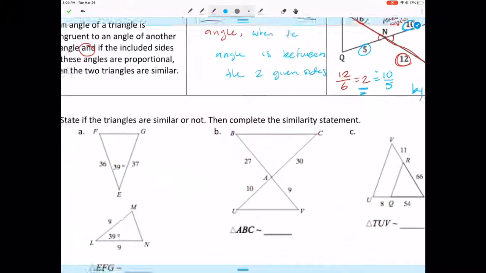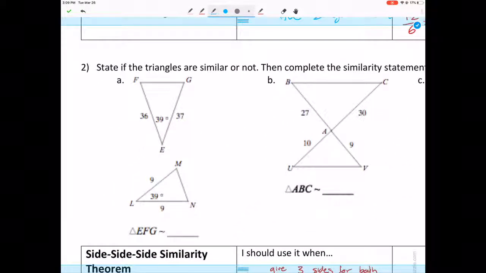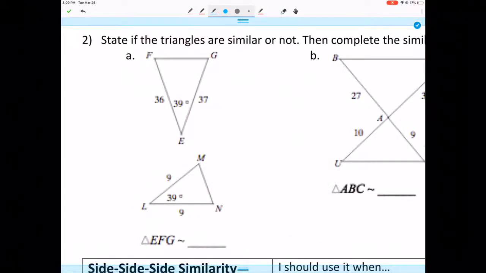All right, so let's do some examples. If you can, pause and try to do them by yourself. State if the triangles are similar or not. Then complete the similarity statement. All right, so let's look at these two triangles. If we're doing side angle side, we need to make sure that the angles are congruent. So check, we're good with that.